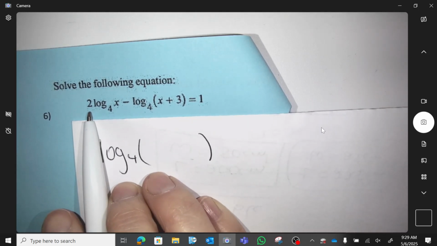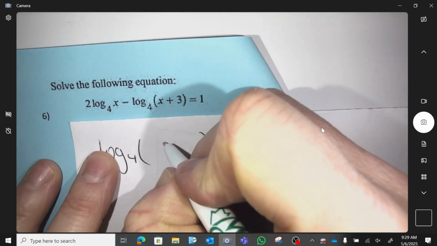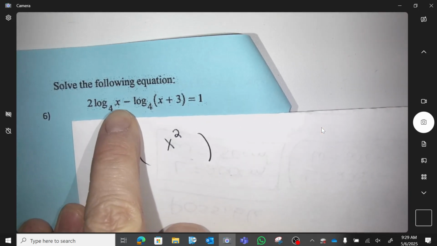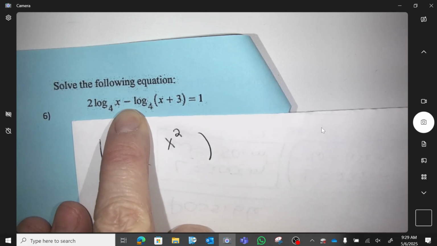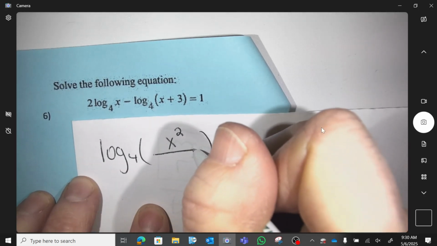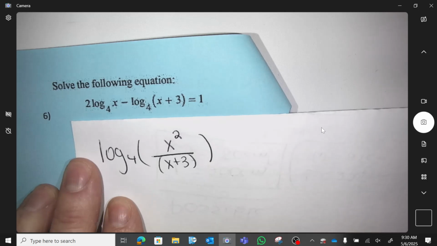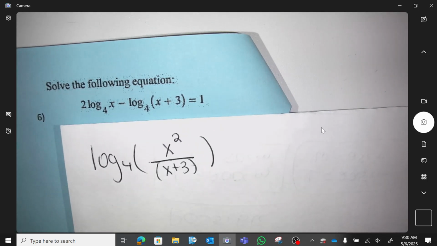So here we go. This 2 multiplier, how do I undo the rules? How do I work them backwards? Move it to a x squared. 2 multiplier, I undid it, now it's an exponent. What do you do with subtraction? Connect it, glue it with division. And that's a family, right? The x plus 3 is like a family.